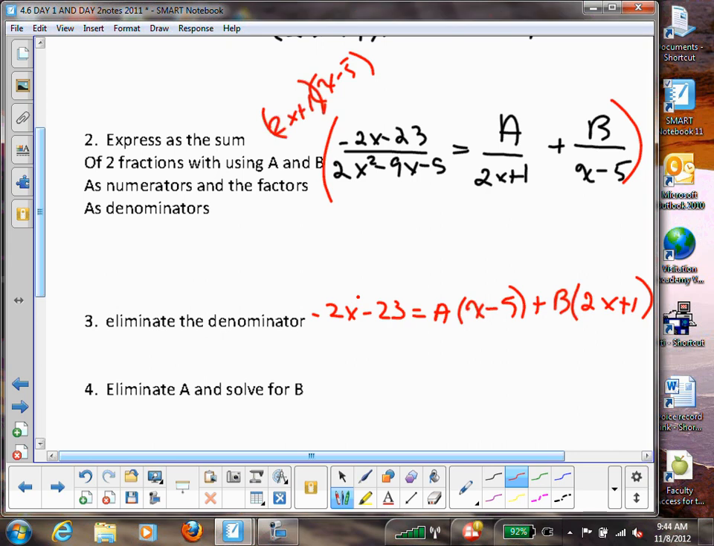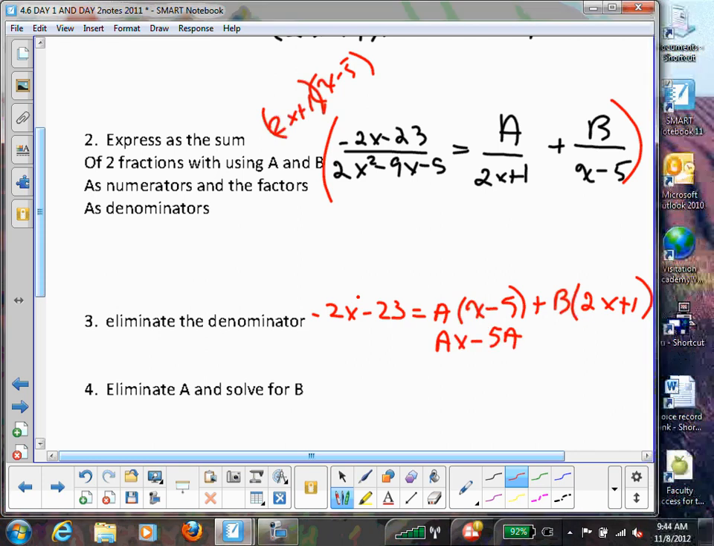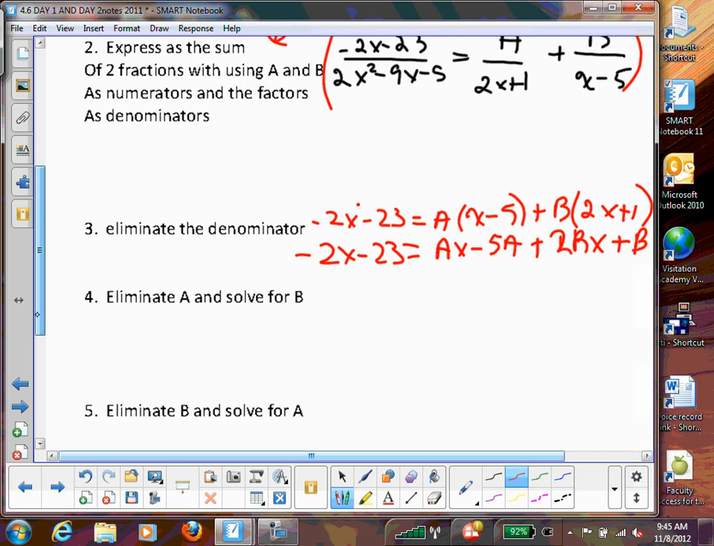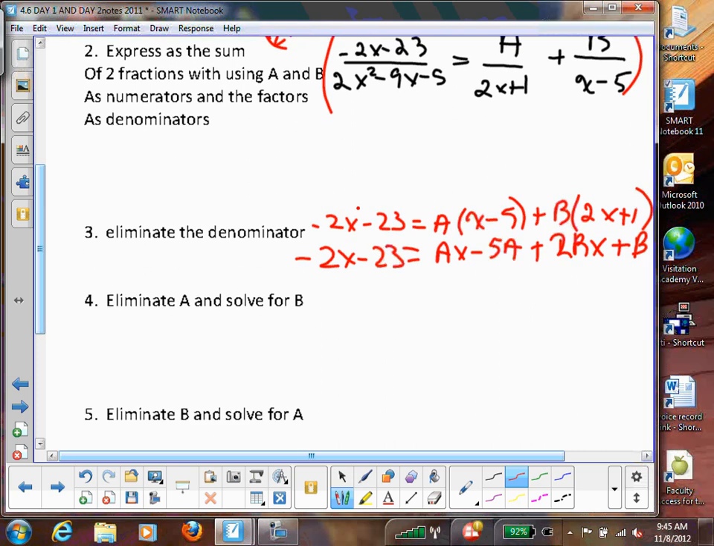We're going to get over here ax minus 5a, correct? And 2bx plus b is equal to negative 2x minus 23. All I did was distribute. You really got to pay attention to what I'm doing here, okay? A times x and a times negative 5.